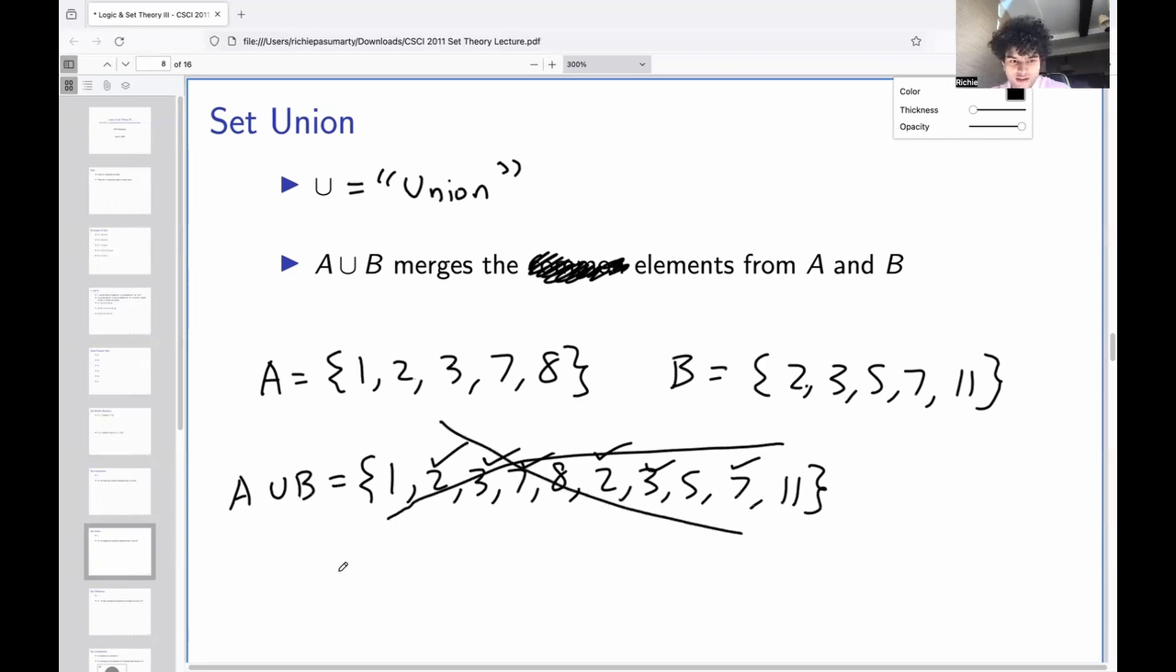The correct way is to do it like this. Okay, so as you can see, the set A union B is the set of all the elements from A and B merged together.